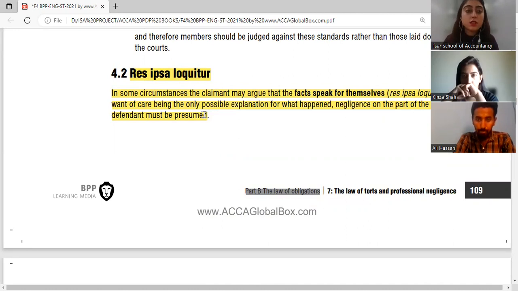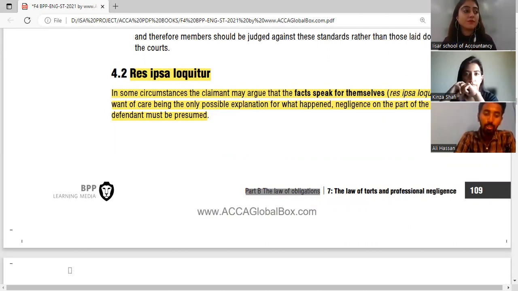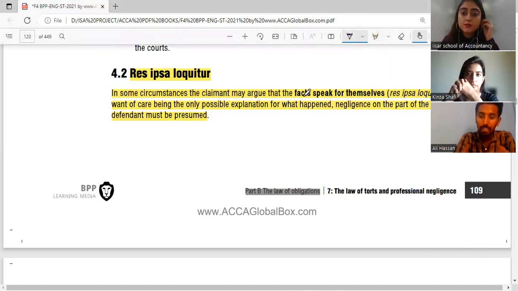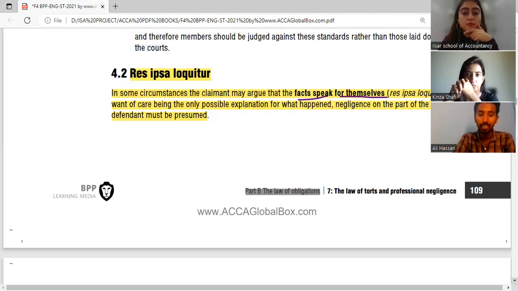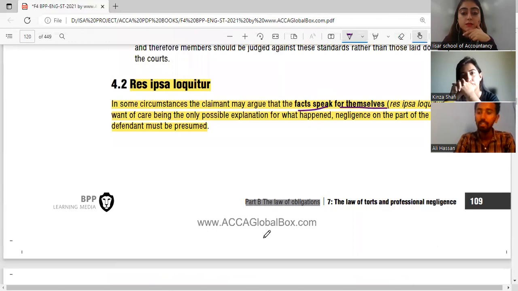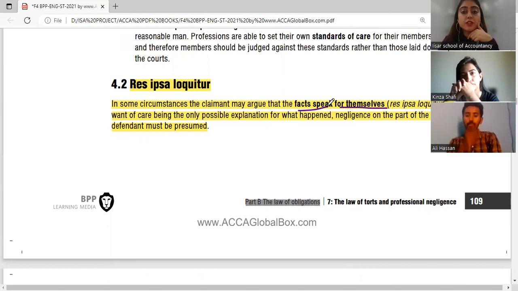Okay, in some circumstances, the claimant may argue that the facts speak for themselves. Res ipsa loquitur. Want of care being the only possible explanation for what happened, negligence on the part of the defendant must be presumed. Now, what is happening? Normally, negligence is assumed, but he or she who has performed the duty should give an explanation to an extent that could convince the other person. By default, it is assumed that negligence was committed. The facts are speaking for themselves. That's the key over here.